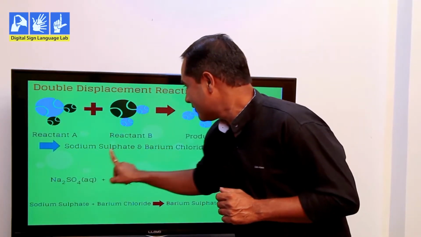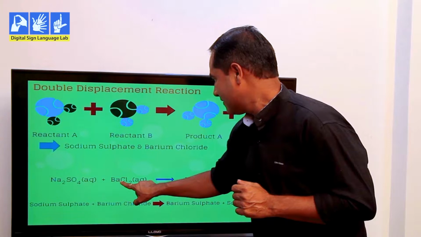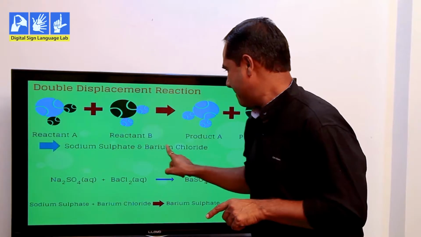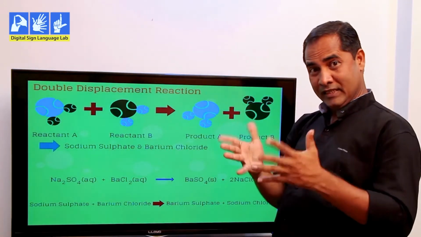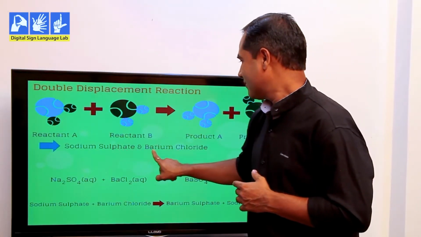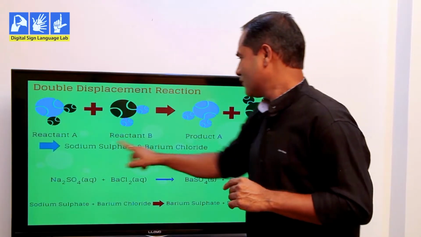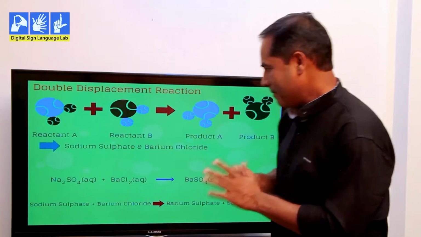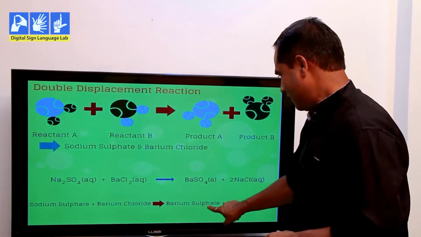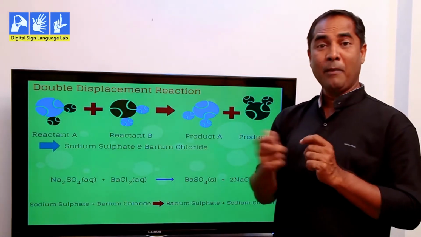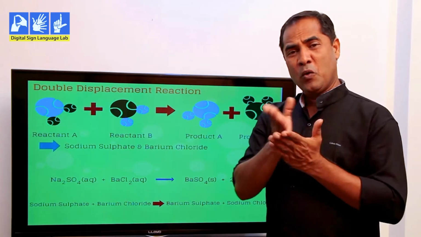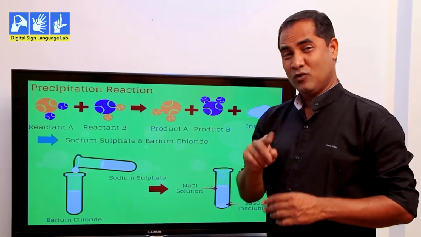Na2SO4, that is sodium sulfate. BaCl2, that is barium chloride. Those are the two reactants. What really happens is we get barium sulfate after the displacement and sodium chloride. So we have sodium sulfate and barium chloride reacting to form barium sulfate and sodium chloride. So like this, there are many different kinds of chemical reaction.